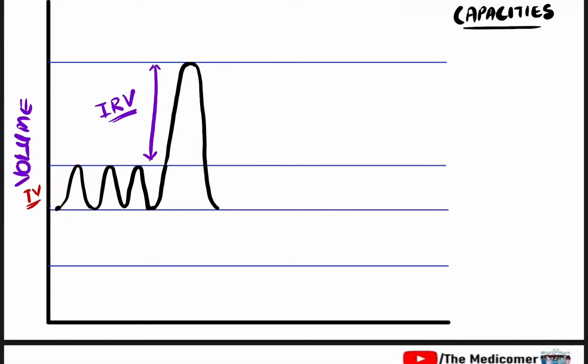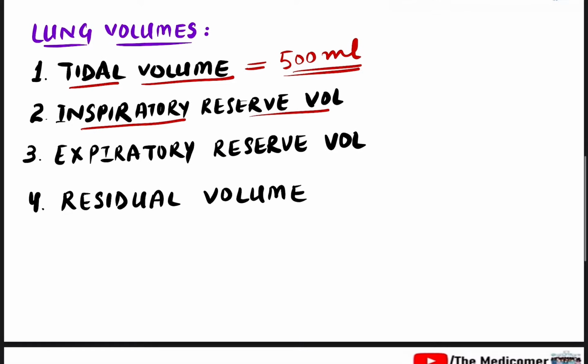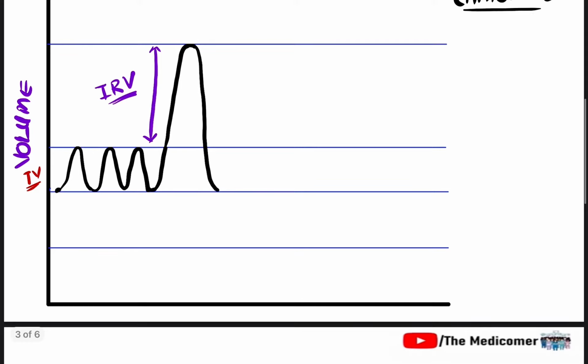Okay, now the additional amount that the person has taken in with some effort is called the inspiratory reserve volume. Now this inspiratory reserve volume, its value is almost 3000 ml. Okay, that's 3 liters. Approximately 3 liters is the inspiratory reserve volume.